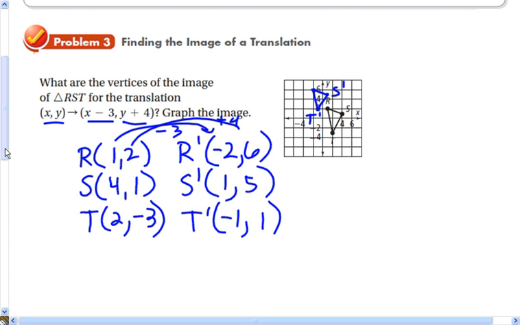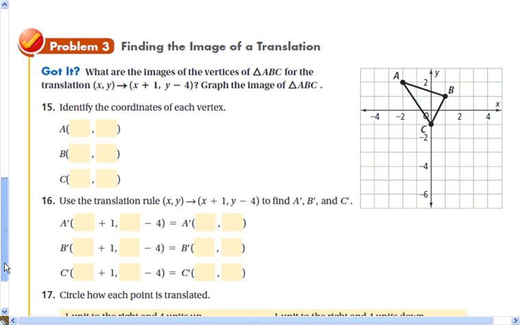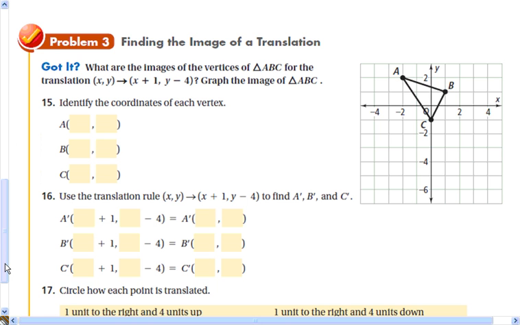The other thing you can do is just go right to the coordinate grid, and you know our x coordinate needs to be 3 less, so that means go, like for this R here, go 3 to the left. That would put us here, and then we need to go up 4. That would put us there. That's another way to map out the image. All right, go ahead, you try it. Check back with your answers.